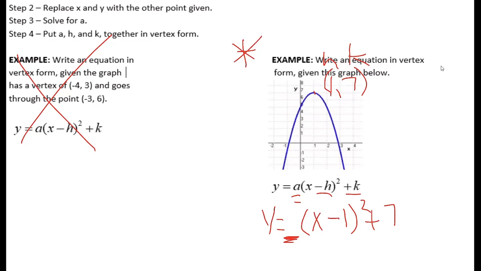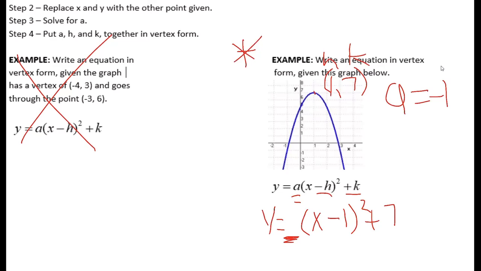So here's how you want to get your a value. First, you want to see, did it reflect? If you look at this parabola, you see it's opening down. So right away, I know my a is negative. My question is, is it stretched at all or is it compressed at all?